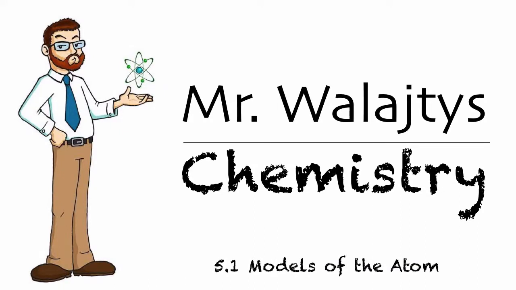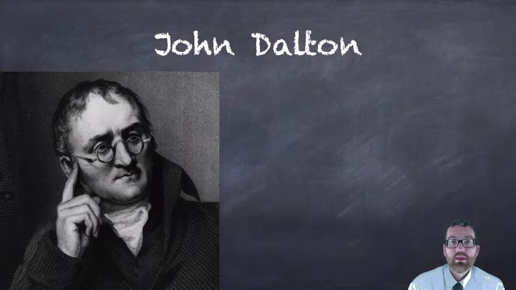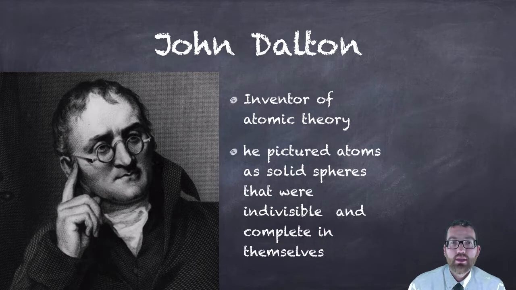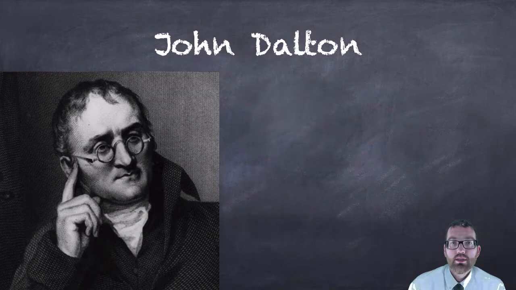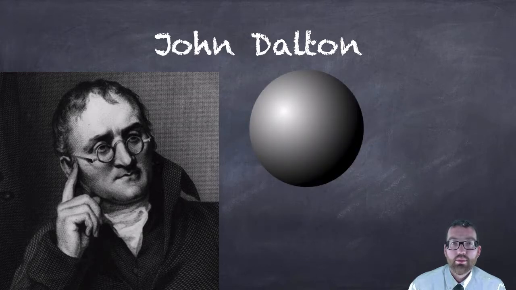So back in chapter 4, we were talking about some of the early attempts at models of atoms. Let's look at how the model of the atom has progressed from the beginning to where it is today. So remember John Dalton, the inventor of the atomic theory? He pictured atoms as solid spheres that were indivisible and complete in themselves. So picture just a solid sphere, like a ball. That was John Dalton's attempt.